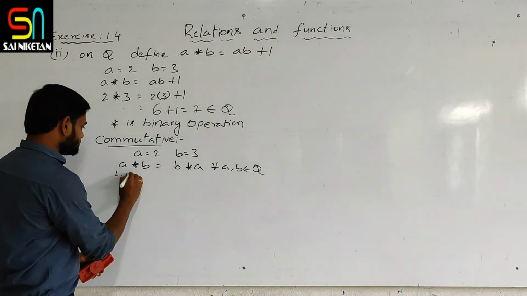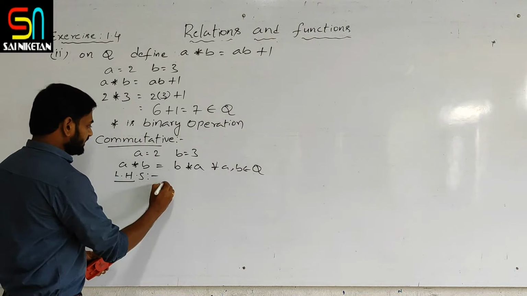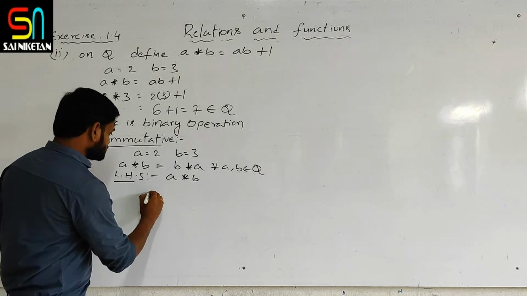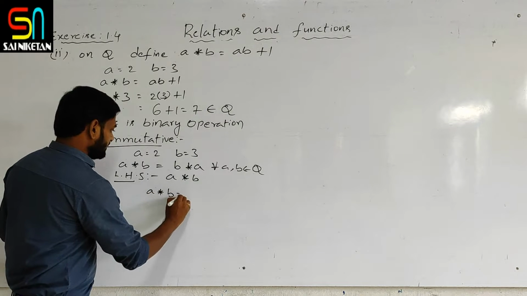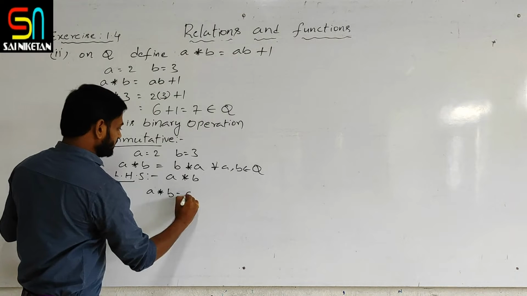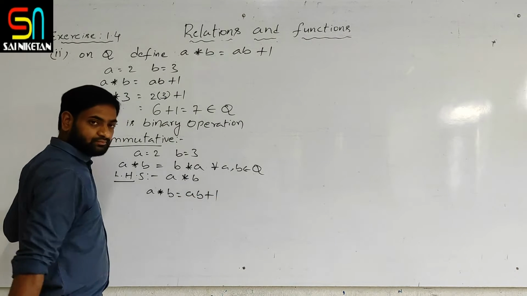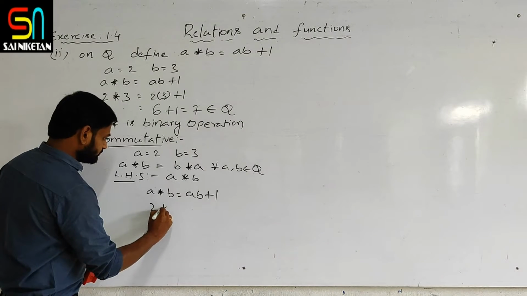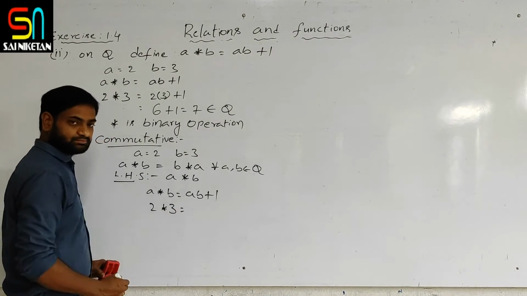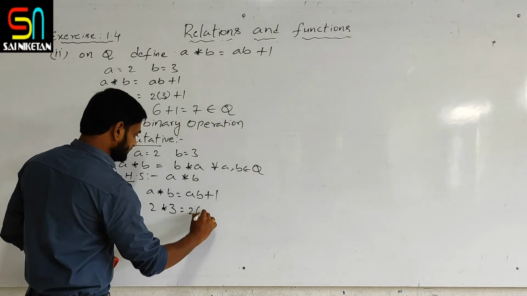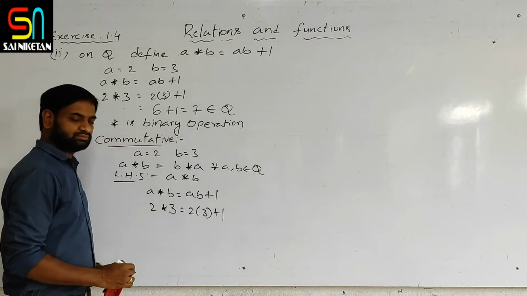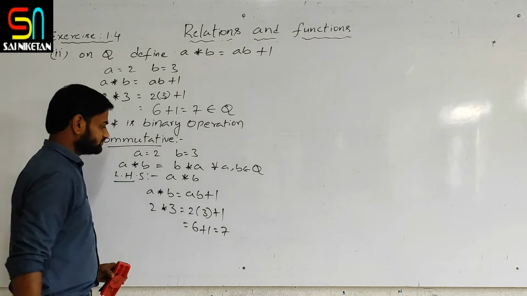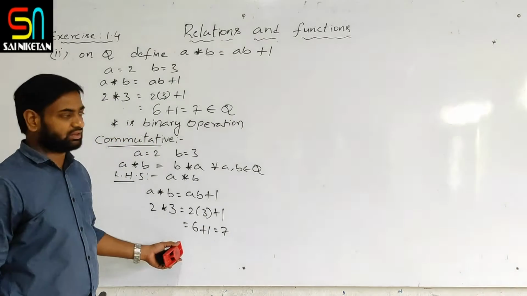So LHS part is A star B. Now what is the A star B? A star B is equal to, already given, that is AB plus 1. Now substitute the values. That is A value is 2, B value is 3. That is 2 into 3 plus 1. 2 into 3 is 6 plus 1, that is 7. So LHS answer is 7.